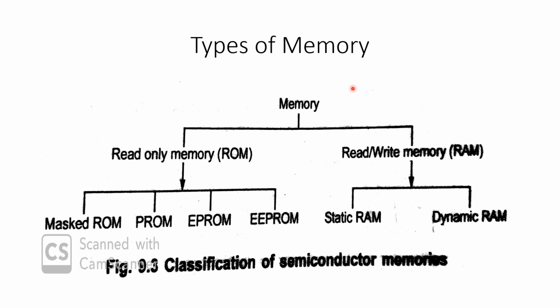Next, the types of memory. The memory can be broadly classified into two types, that is ROM and RAM: read-only memory, and random access memory, also called read-write memory. The ROM, read-only memory, can be classified into masked ROM, PROM, EPROM and E2PROM. The random access memory can be classified into static RAM and dynamic RAM.